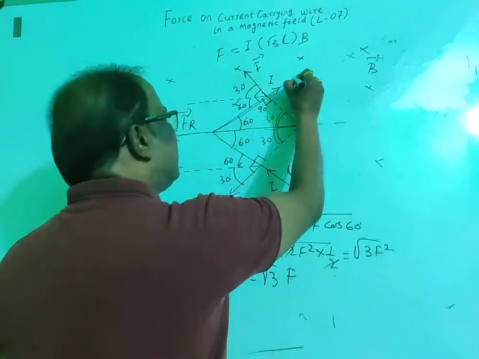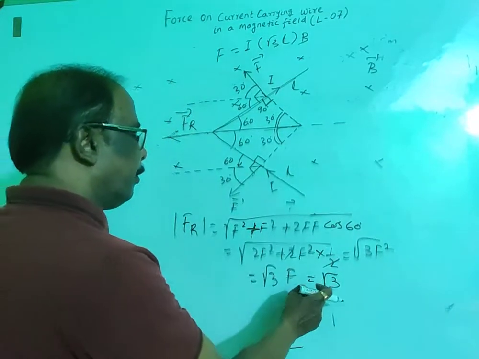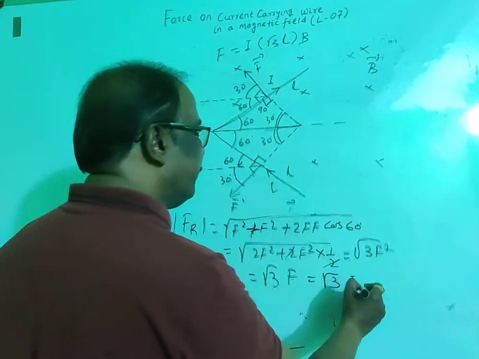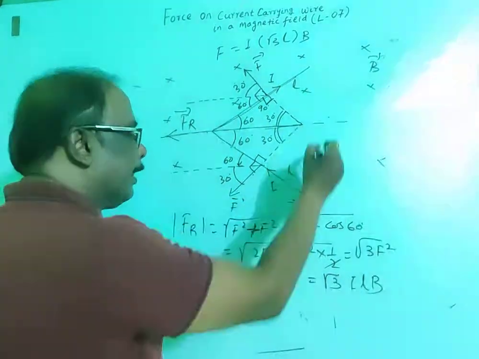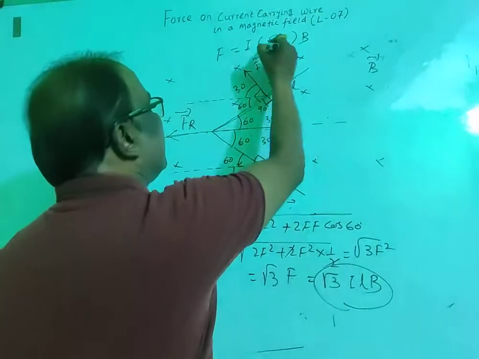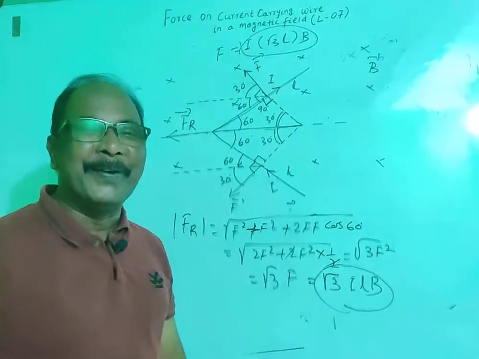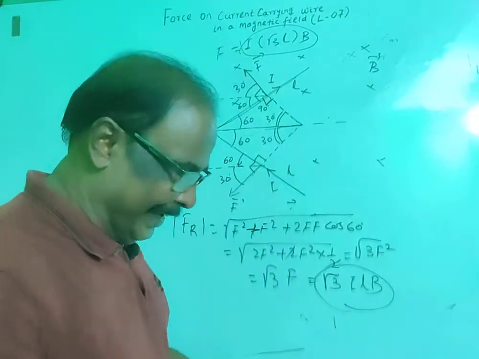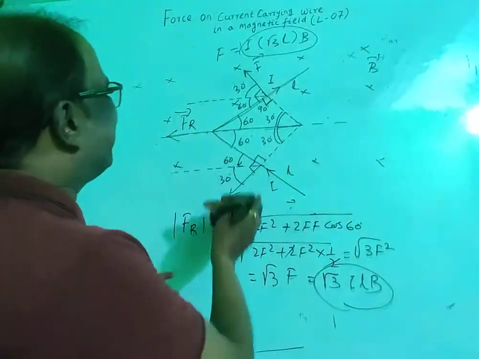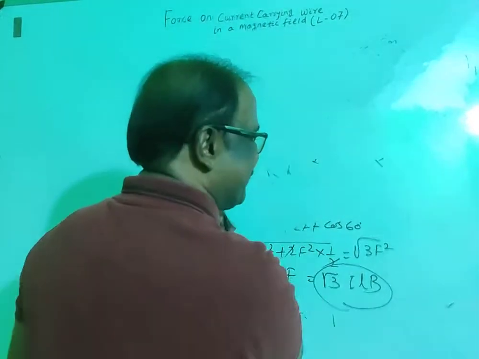And the force on each conductor is F equal to I L B, where current is I, length is L, magnetic field is B. This is the answer, and this is the previously found answer. Both are the same. Now the choice is yours. Okay. The next question.